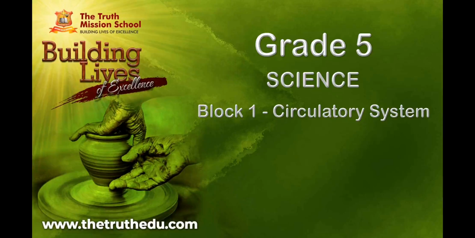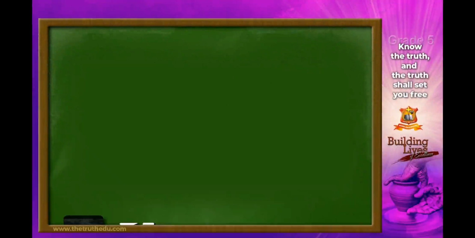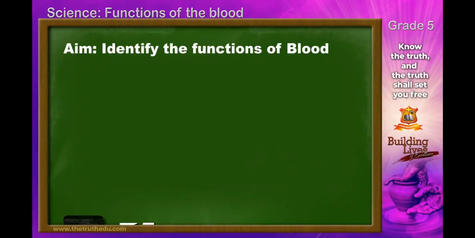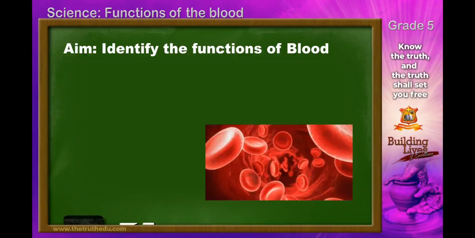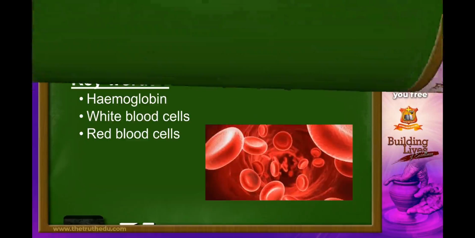Today we'll be continuing with block 1, circulatory system, S3: functions of the blood. Today's aim is to identify the functions of the blood. Please note down the keywords: hemoglobin, white blood cells and red blood cells.